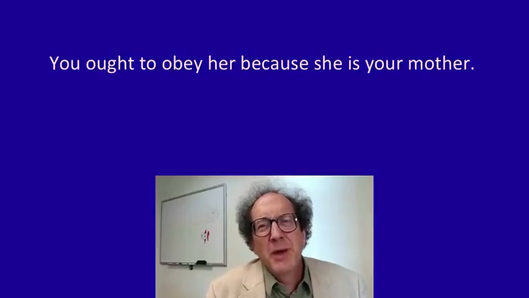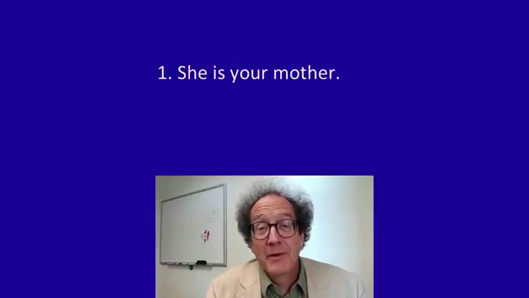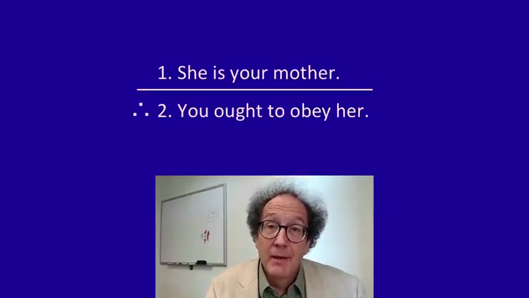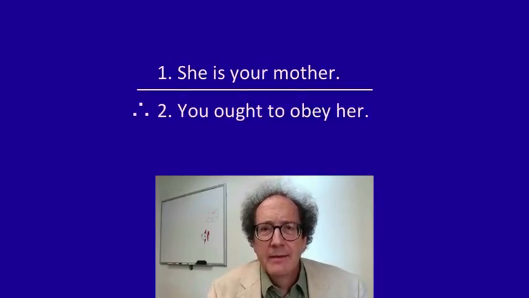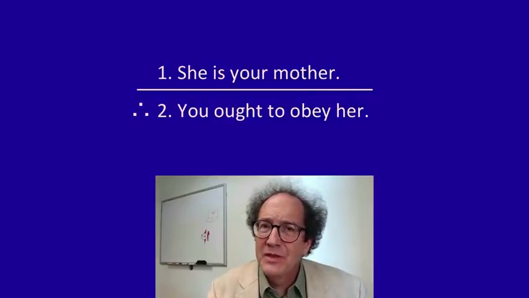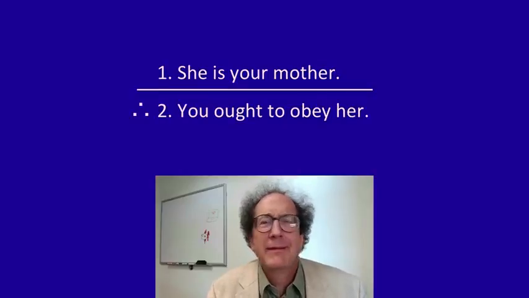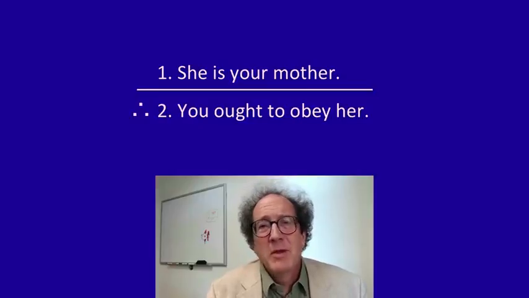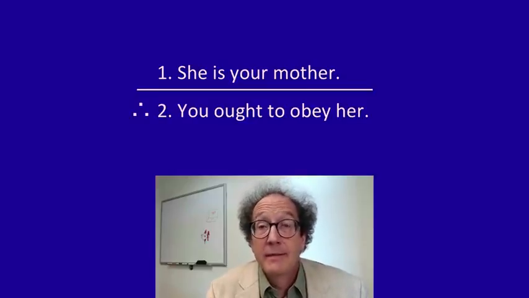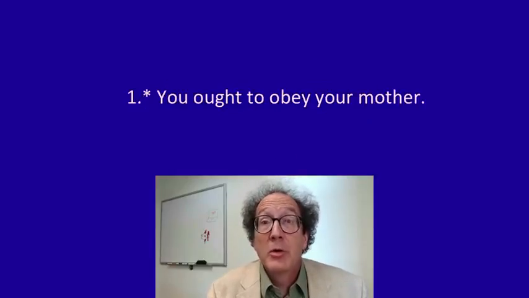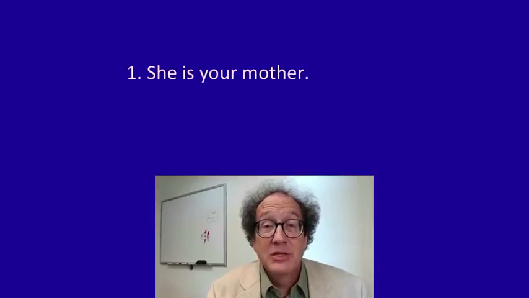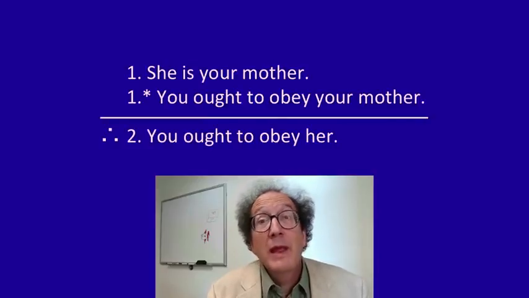Here's another quick example. You ought to obey her because she's your mother. Here the premise is that she's your mother, and the conclusion is you ought to obey her. Well, is that argument valid? No way, because it's possible that she's your mother, but it's false that you ought to obey her. When could that happen? Maybe she was abusive or stupid or whatever. Then maybe you ought not to obey her even though she is your mother. So we have to add a premise, namely, you ought to obey your mother. Now we can say she's your mother, you ought to obey your mother, therefore you ought to obey her.